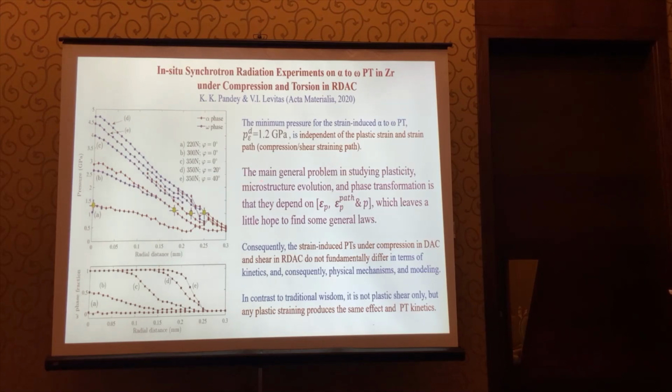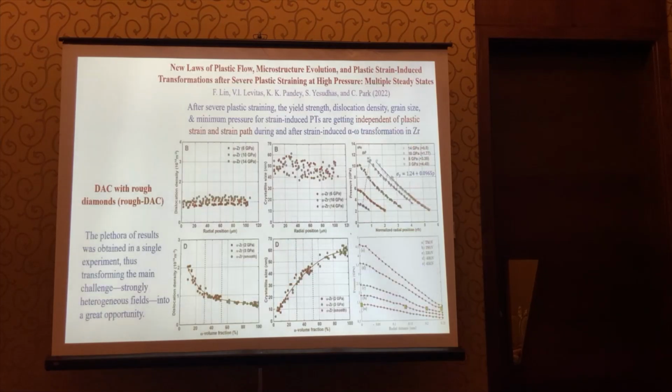Now, coming back, the main general problem in studying plasticity, microstructure evolution, and phase transformations is that they depend not only on the 5 components of plastic strain and pressure, but also on the entire path. And this, of course, leaves little hope of finding general laws. And actually, this is the first law obtained for severe plastic deformations and phase transformation. But we have more.